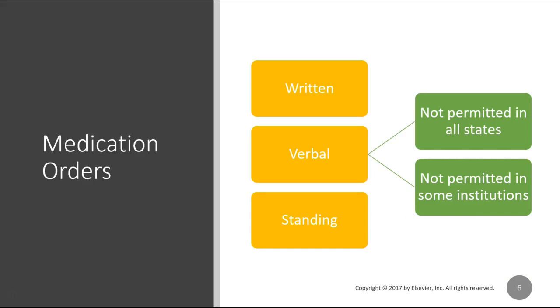Orders can be written, verbal, or standing. In California, we have to have written orders. We can't have verbal orders. It is not permitted in the state of California. Just so you know, it has to be a signed order.